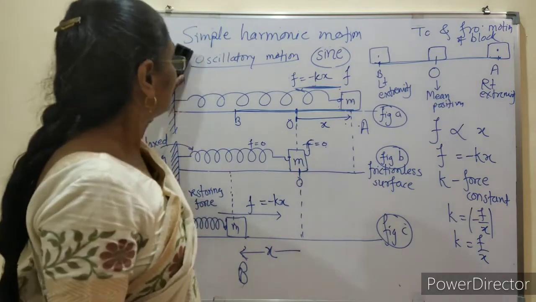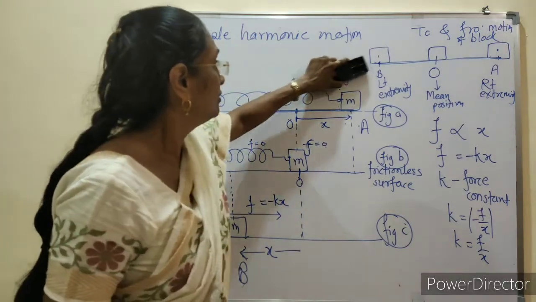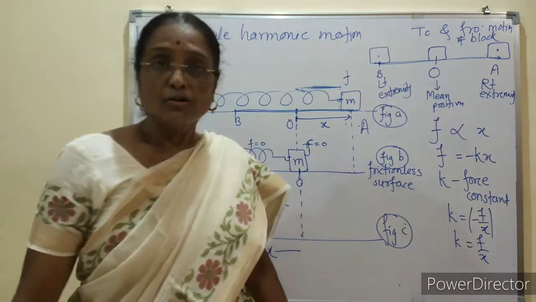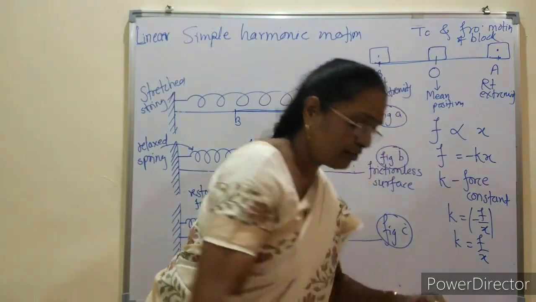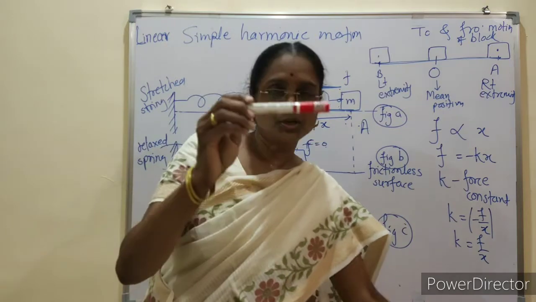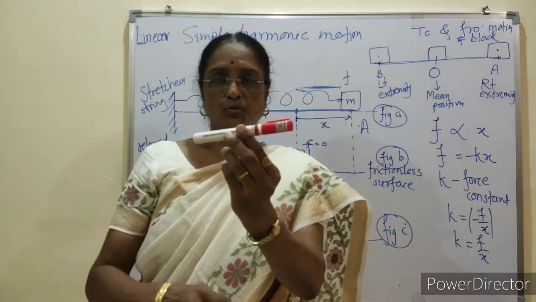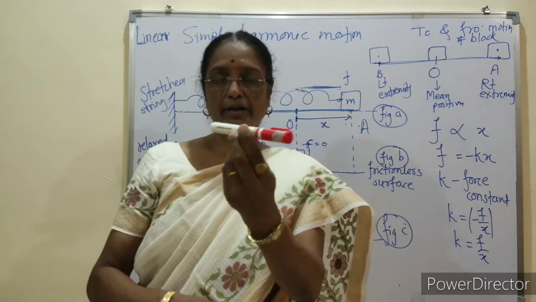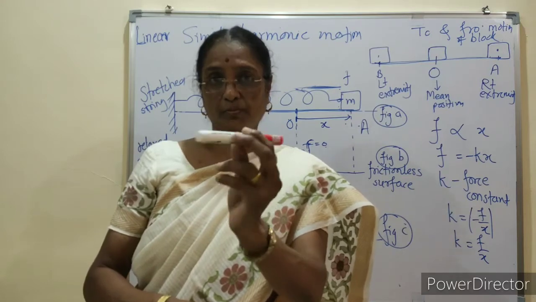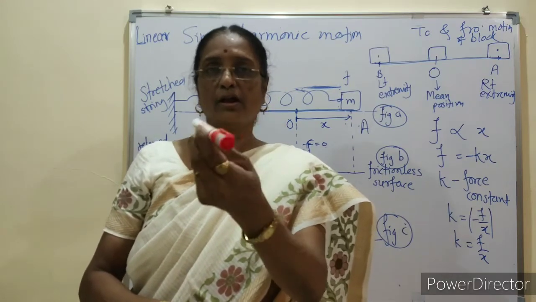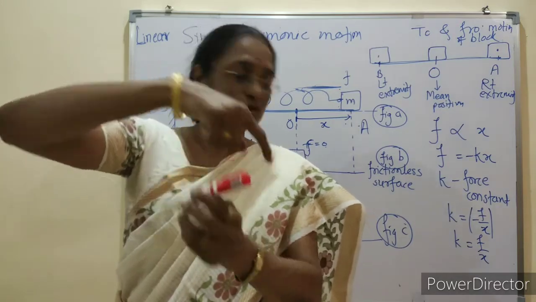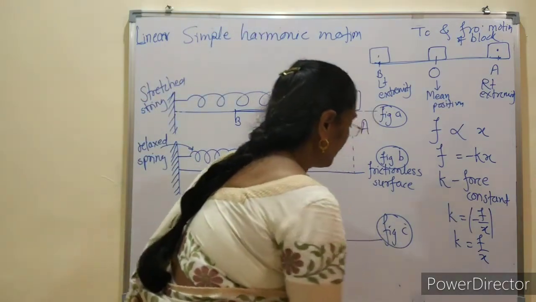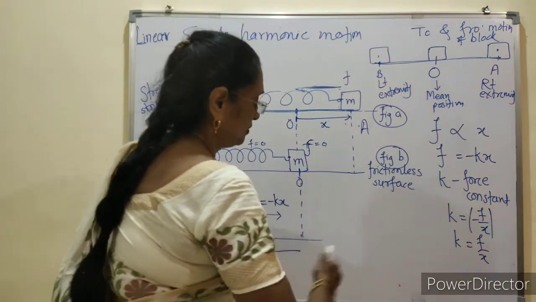Sometimes the path is an arc of a circle like this. Suppose we have such a long object here, and if this object is rotated along a curved path or arc of a circle, the path is curved here. It can be shown like this.